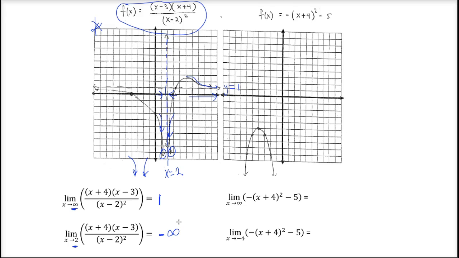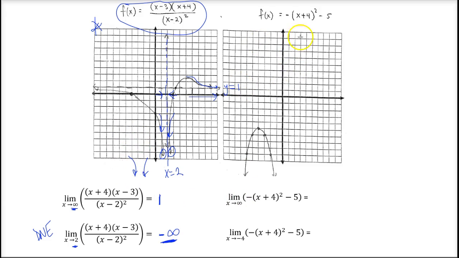And like I said before, it is technically true that the limit does not exist, because a limit does not exist whenever we can't answer a question about a limit with a real number. However, the best way to describe the behavior is with negative infinity, because we see that both from the left and the right side of x equals 2, the function does go down to infinity. Okay.